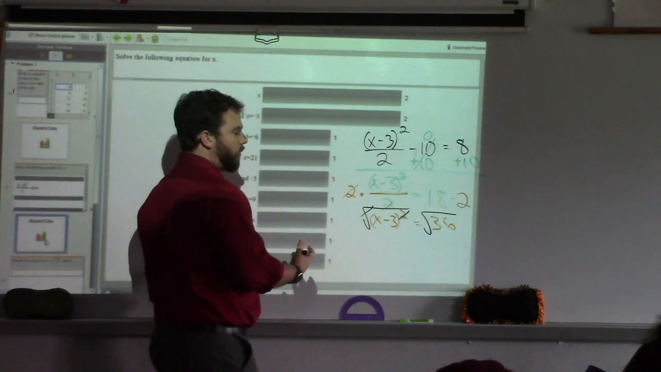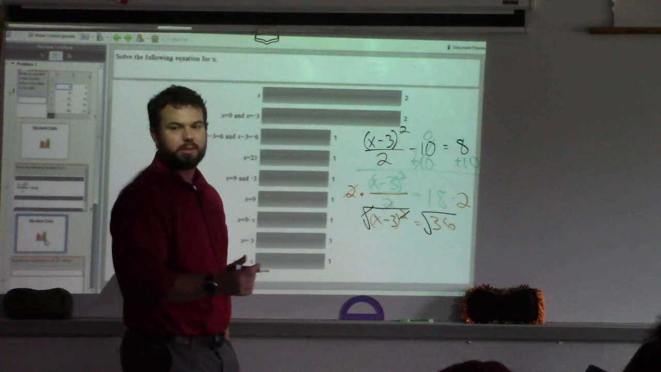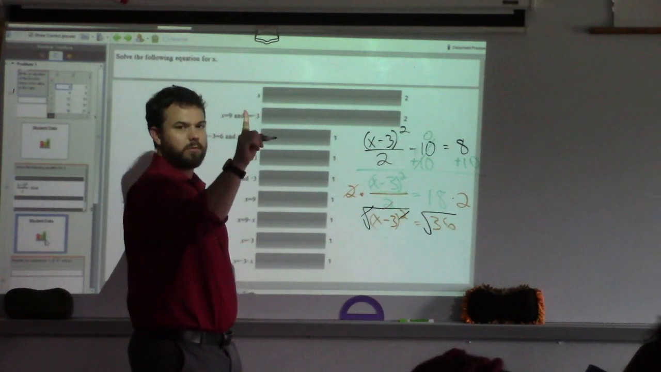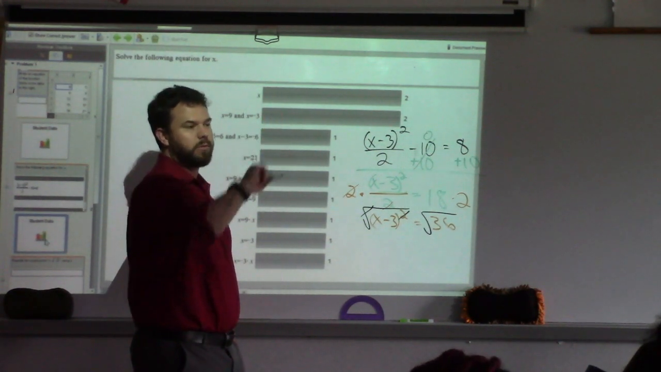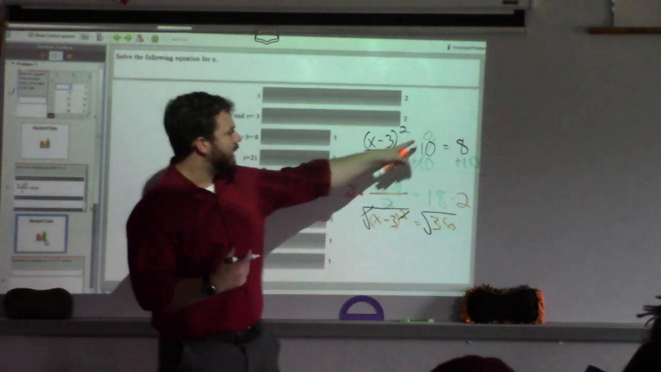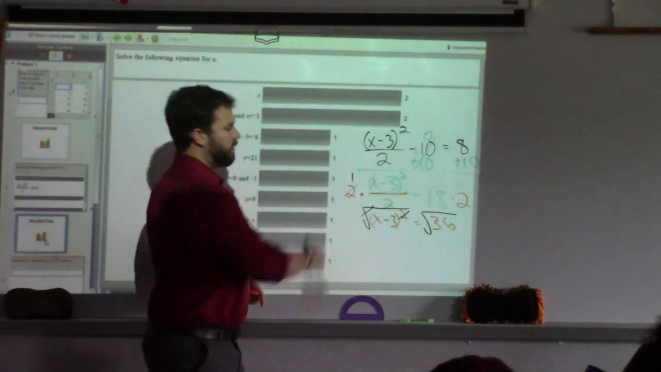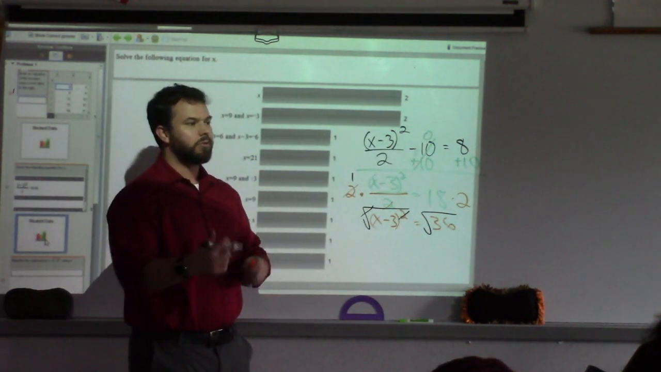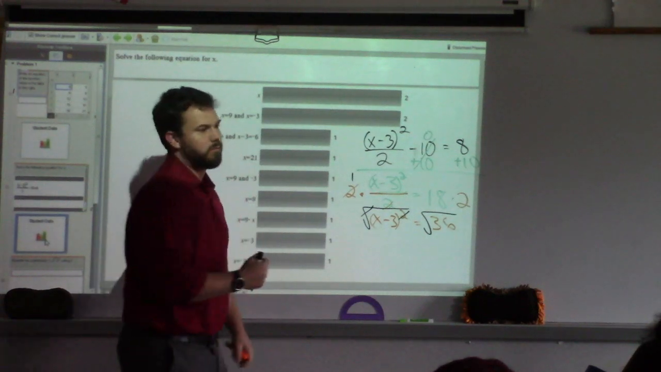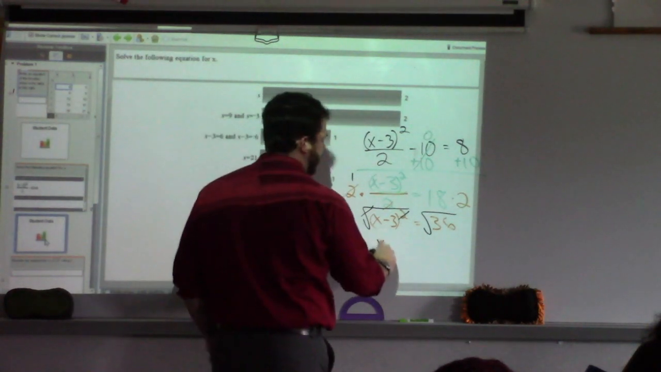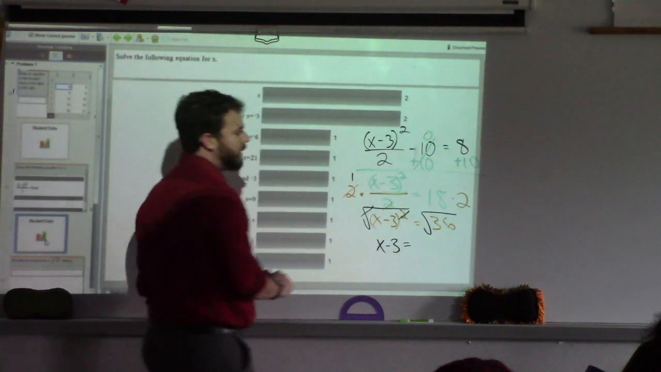And I've mentioned this before. Does anyone know what exponent it actually makes? 1. Remember how we've always created either a 0 or a 1. Taking that square root creates an exponent of 1. Okay? So x minus 3, now this is where we have to be careful.